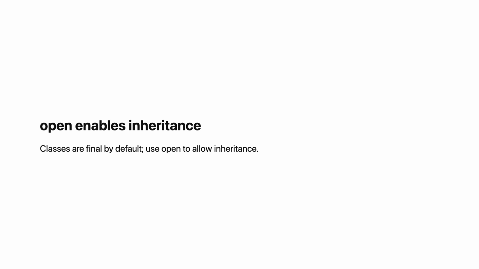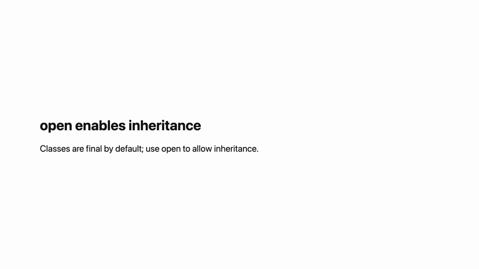To allow inheritance, mark the class open: open class Vehicle. Now other classes can extend it: class Car : Vehicle. The colon followed by the parent class establishes inheritance. The parentheses call the parent constructor. Without open, trying to extend the class produces a compile error. Kotlin protects you from accidental inheritance. A subclass can provide its own version of a method.